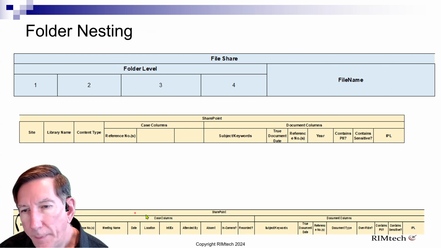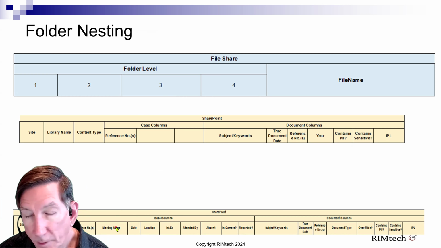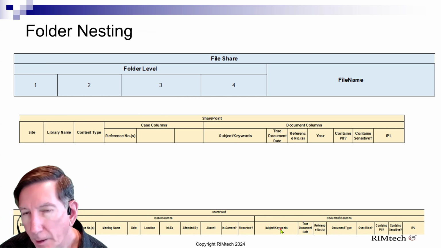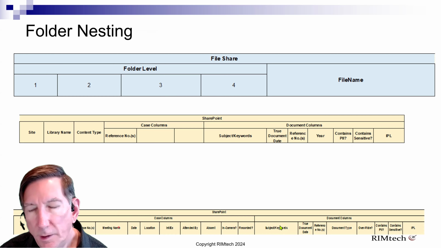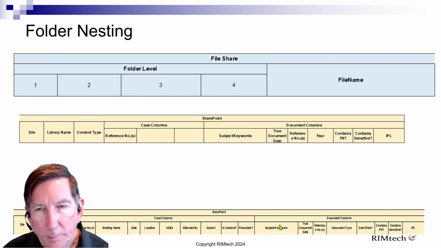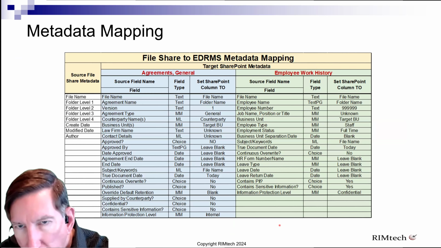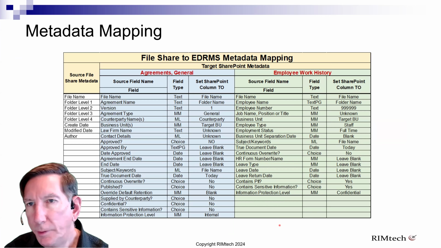For example, the name of the meeting is the same regardless of all the documents, right? But each document can have a different subject, right? So this is what we have to deal with in a good, properly structured target EDRMS. So let's try to work an example through here.